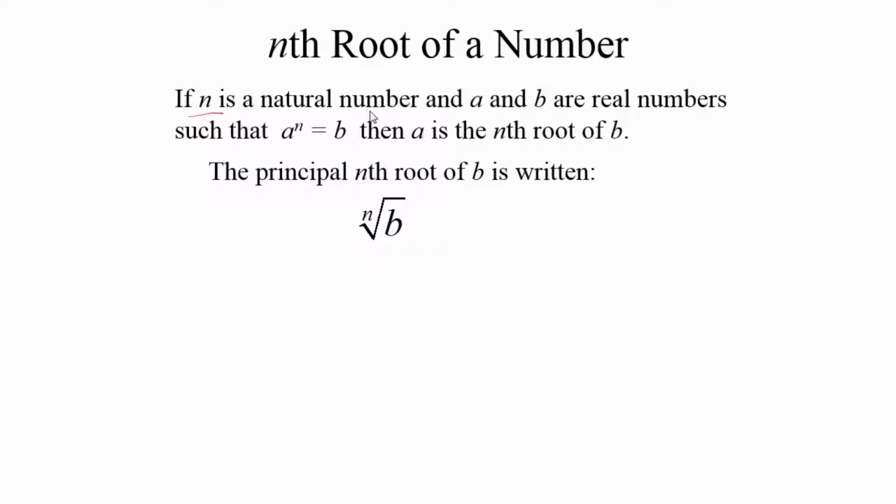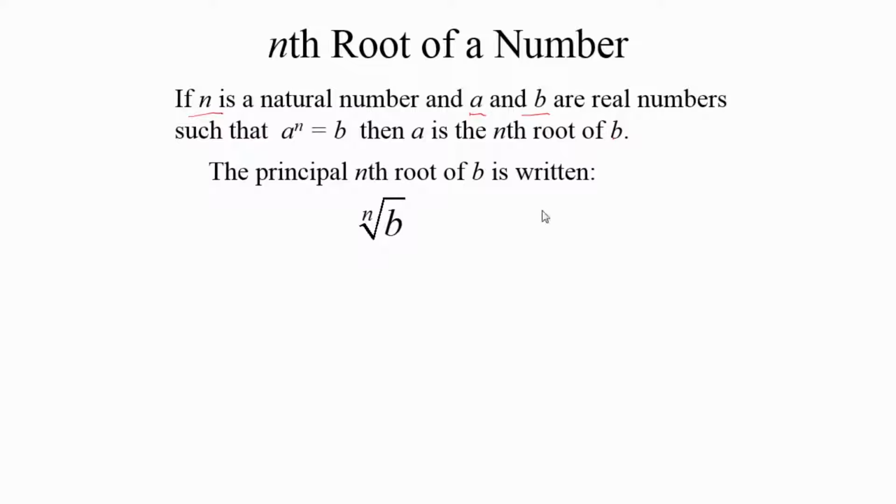If n is a natural number, in other words, not negative, and a and b are real numbers, so they can be positive or negative, no problem with that. It can be a fraction, it can have a decimal, it can be irrational, it can be rational, right? Real numbers, such that a to the n equals b, then a is the nth root of b. The principal nth root of b is written as this. Okay?